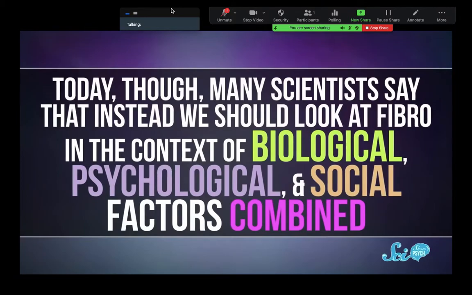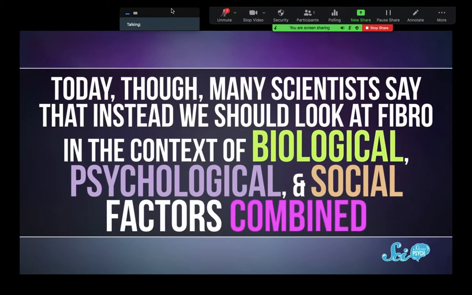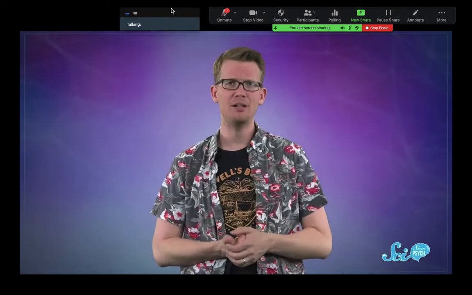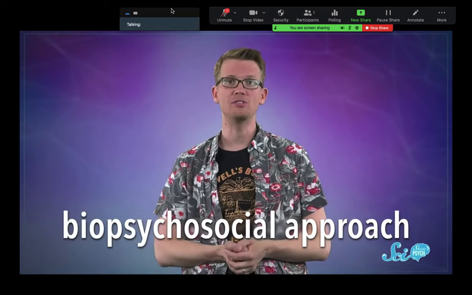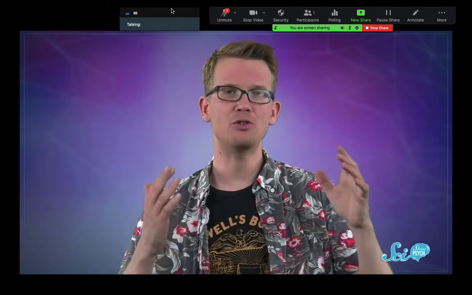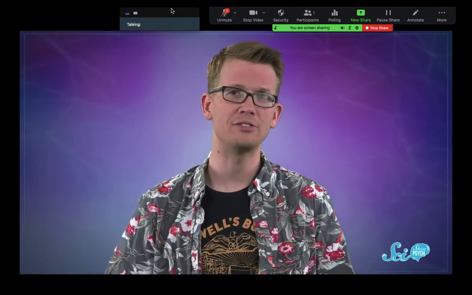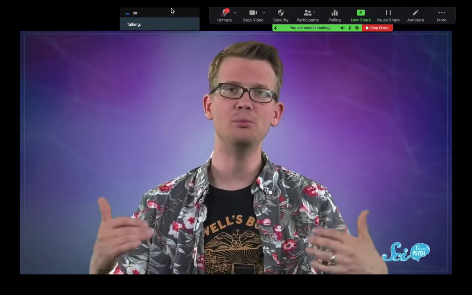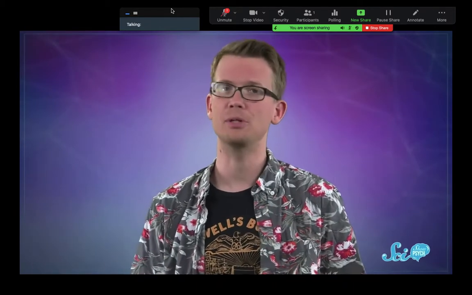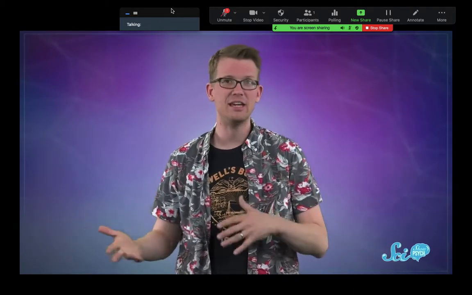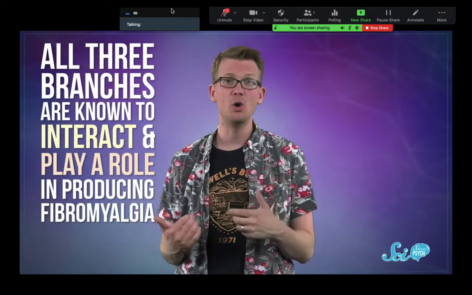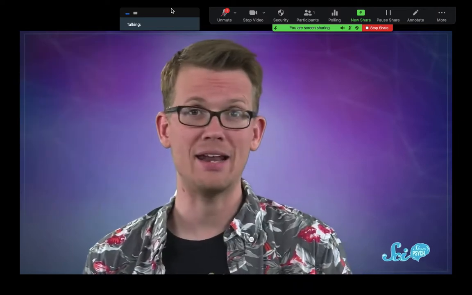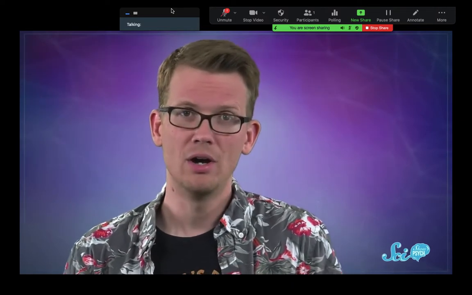Today, though, many scientists say that instead we should look at fibro in the context of biological, psychological, and social factors combined. Maybe unsurprisingly, this is what's known as the biopsychosocial approach. It suggests that traumatic physical or psychological events, likely in combination with a genetic predisposition, may lead to that extreme response to pain and those other symptoms. Of course, the specifics vary case to case, but all three branches are known to interact and play a role in producing fibromyalgia. The exact mechanics of how this plays out in the body, though, are so far unknown.